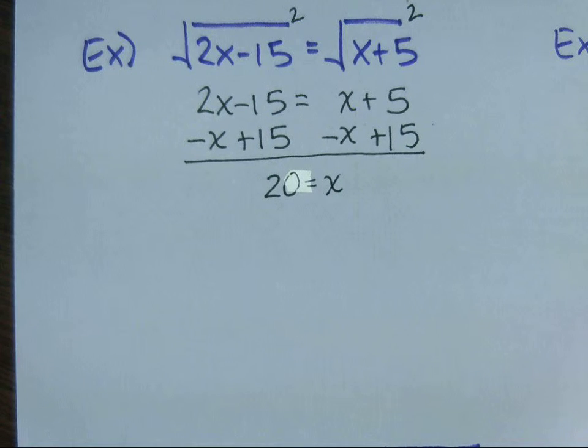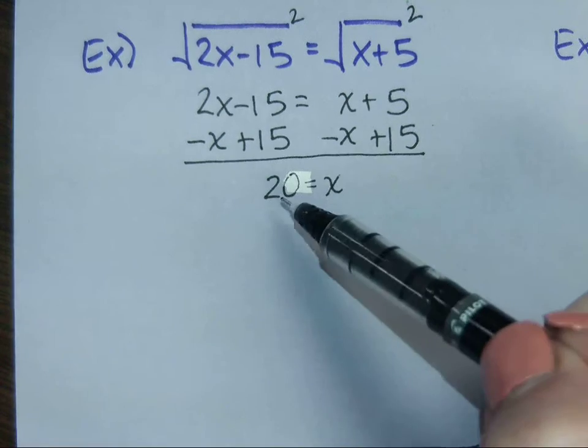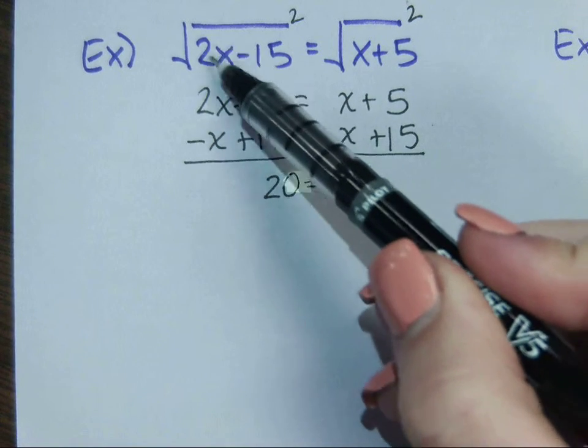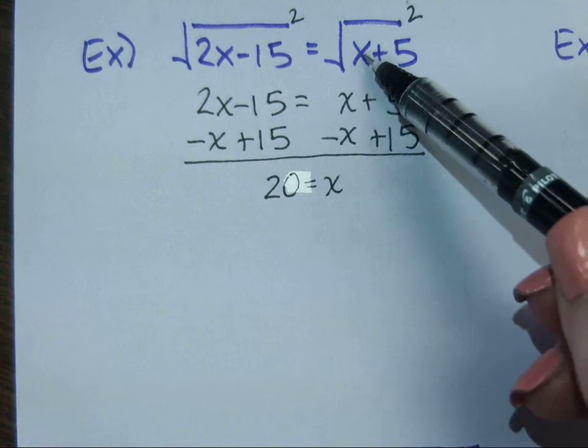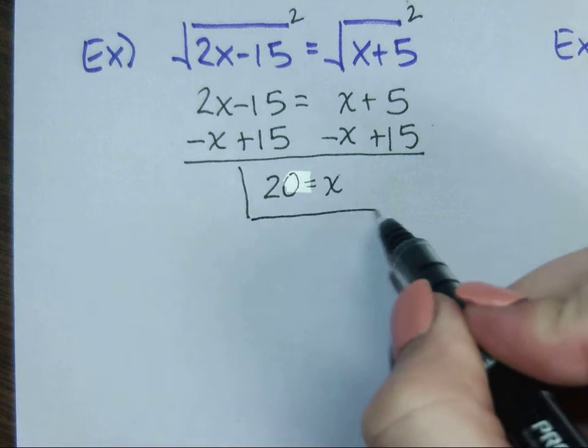I'm pretty sure that it's going to work, but you still want to double check it. If you plug 20 in here, you're going to get 40 minus 15. Square root of 25 is 5. 20 plus 5. So it checks out.